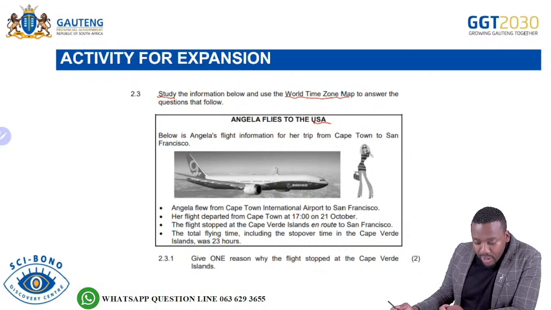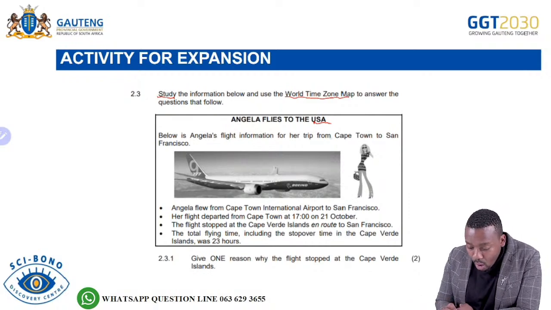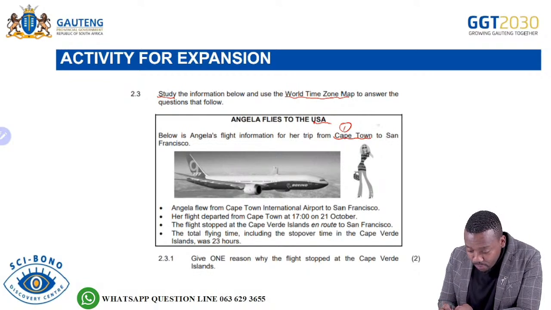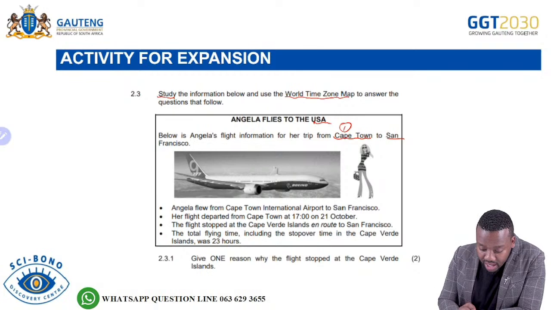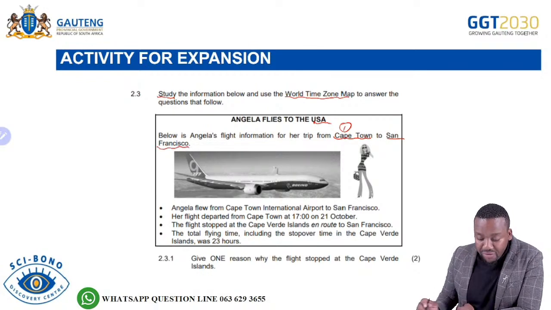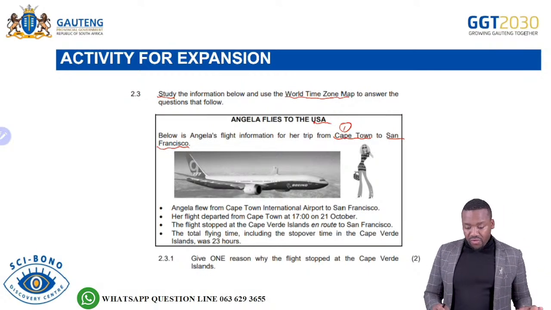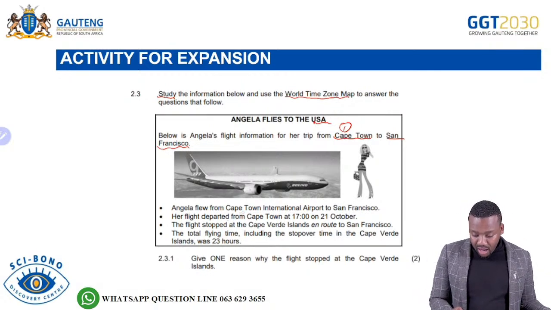Let's check. Below is Angela's flight information from her trip. For a trip from Cape Town. Oh, now we know. Where's this person from? You highlight the only question. This person is from Cape Town, using a pencil. Where is she traveling to? To the USA, but where in the USA? Now we find, oh, she's traveling to San Francisco in the USA. Cool, let's move. Angela flew from Cape Town to San Francisco. This is you now studying the information.